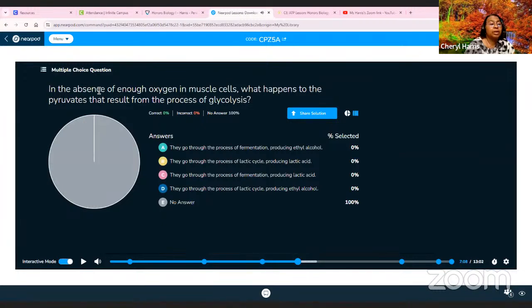In the absence of enough oxygen in the muscles, what happens to the pyruvates that result from the process of glycolysis? They go through fermentation, producing ethyl alcohol. They go through the lactic cycle, producing lactic acid. They go through fermentation, producing lactic acid, or they go through the lactic cycle, producing ethyl alcohol.